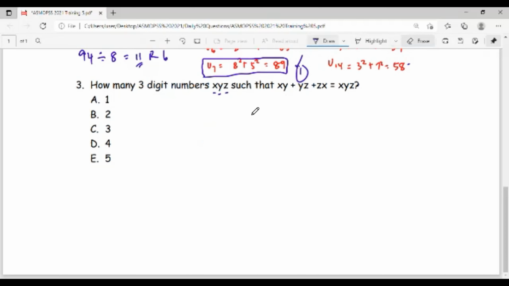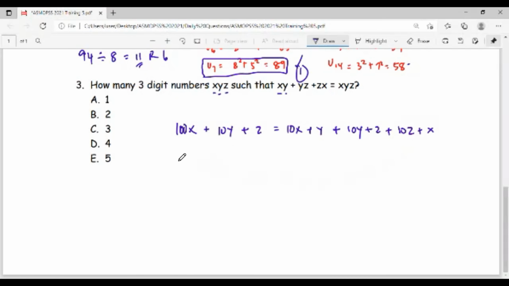Therefore, whatever the digit of x is, I will write x as 100 multiplied by the digit of x, and then y is equal to 10 multiplied by the digit. Let's say the digit is 2, that means that's 20. And then z is equal to just z because that's in the ones place. All right, so it should be equal to xy, which is equal to 10x plus y, and then plus yz. Yz means 10y plus z, and zx, that means 10z plus x.